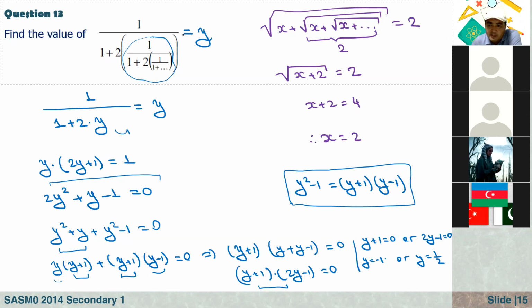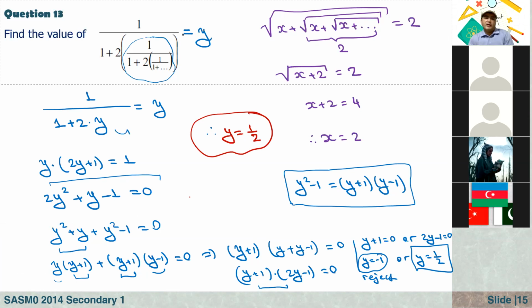Okay, so here 1 over 1 plus 2 to the power of y is always positive, so it cannot be equal to a negative number. So this answer is rejected. So our answer is 1 over 2. Let me just write in red, the answer is 1 over 2. Now if you check this, 1 over 1 plus 2 times 1 over 2 is equal to 1 plus 1, it is on the left hand side 1 over 2. On the right hand side, we have also 1 over 2.